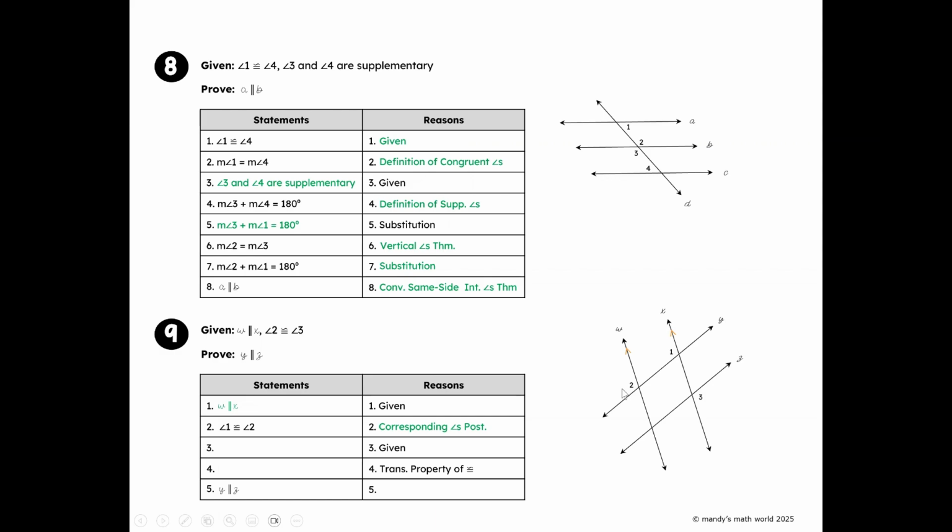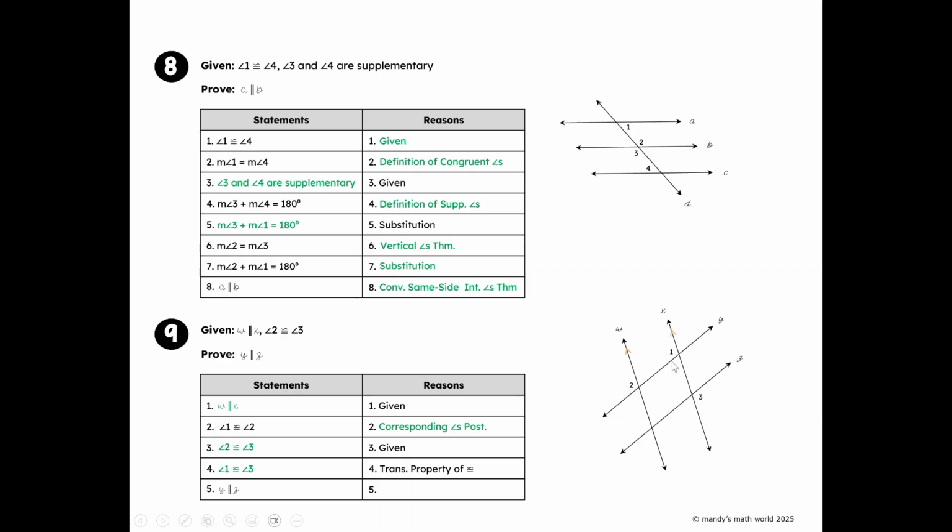Reason number 3 says given, so I'm going to go ahead and write the other thing that we were given, which was that angle 2 is congruent to angle 3. And then now I have the transitive property of congruence as my next reason. Okay, well, what should be my statement? If angle 1 is congruent to angle 2 and angle 2 is congruent to angle 3, then I can conclude angle 1 is congruent to angle 3 by the transitive property of congruence. So now I've got angle 1 is congruent to angle 3.